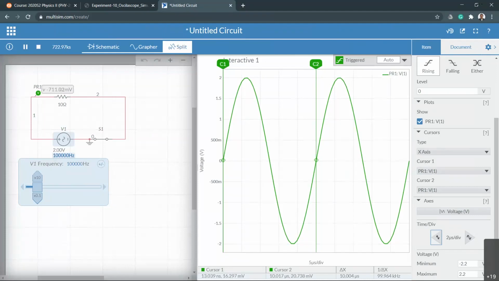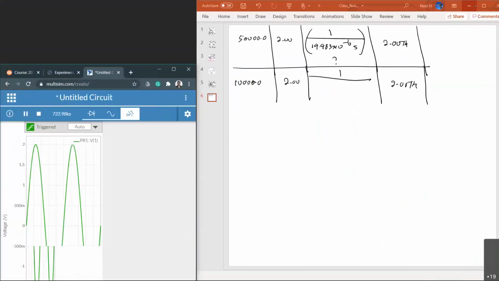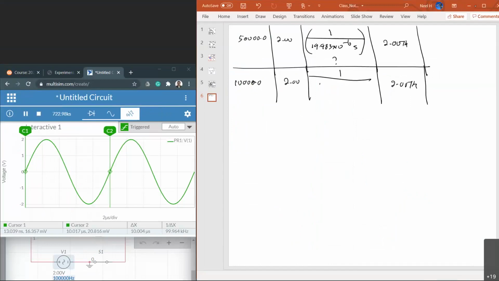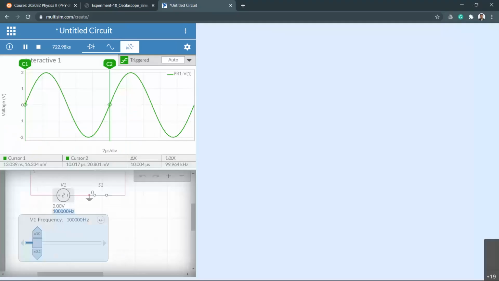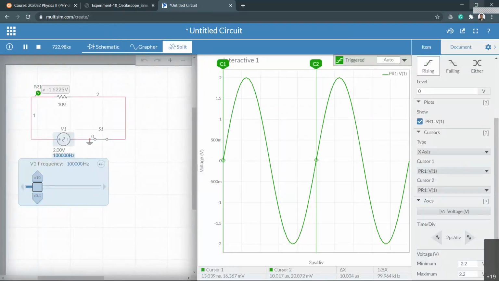Make sense? Following? 100 times 10 to the positive 3 is actually 100,000 hertz. So we have the right answer there. So which means it's going to be 1 over 10.004 times 10 to the negative 6 seconds. Okay, question.